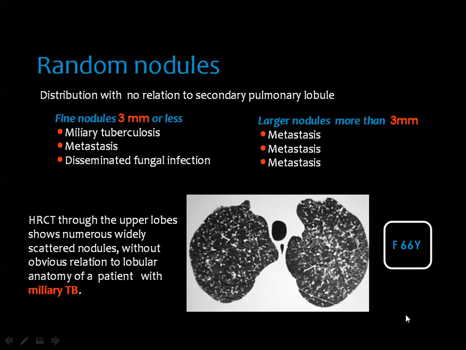Then we came to the random pulmonary nodules, and for these random nodules, the size is very important. If the size is less than 3 millimeters, then you consider tuberculosis, miliary TB, and also you may consider metastasis if you know that the patient had a primary malignancy, and sometimes you consider disseminated fungal infection, like in immunocompromised patients. But if the nodules are larger than 3 millimeters, consider only metastasis according to the literature.